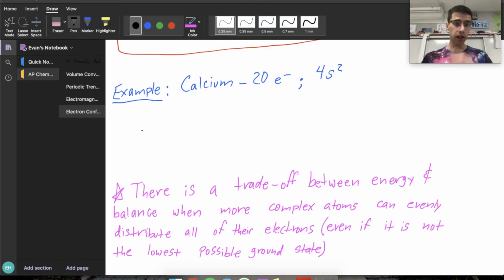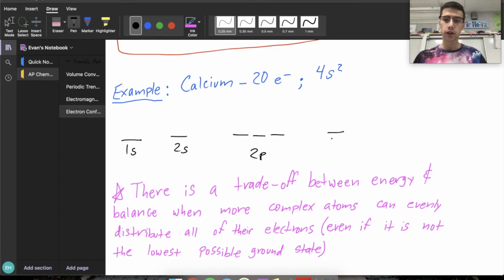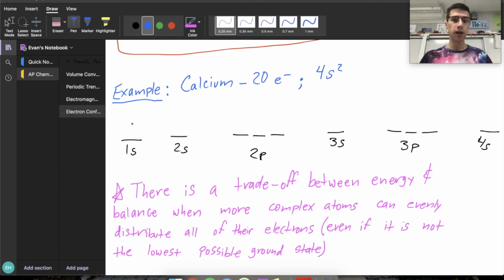So in order, just like we would have it on the periodic table, we have 1s, 2s, 3 subshells for 2p, 3s, 3 subshells for 3p, and then 1 for 4s at the end, okay? So if we have 20 electrons, what does it look like to fill them in? Well, we have to fill in the first one, okay?